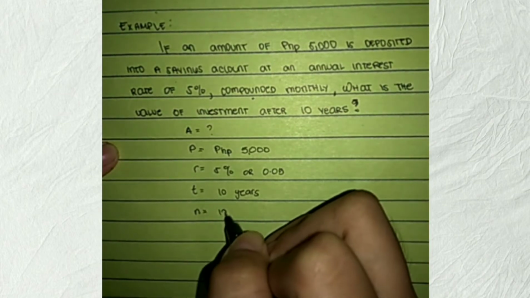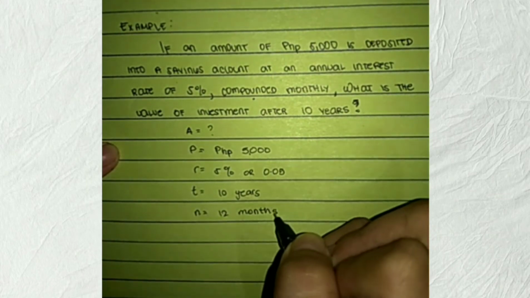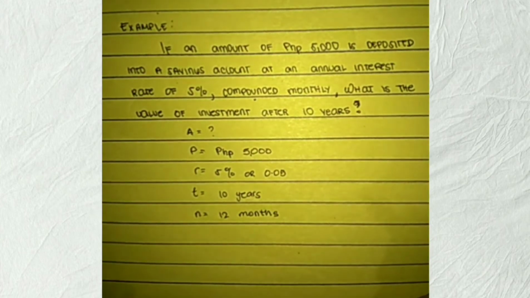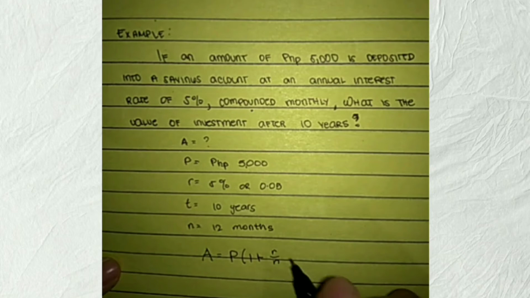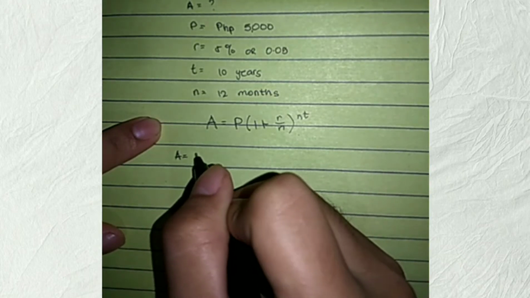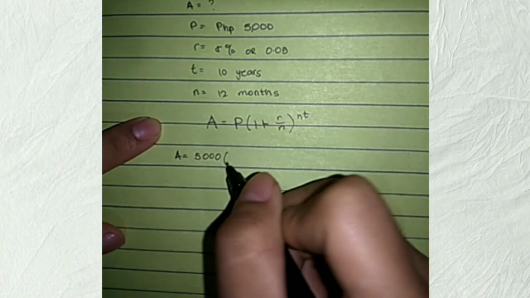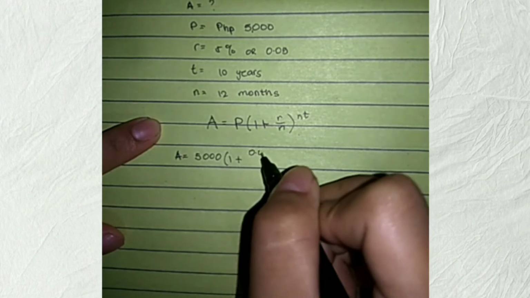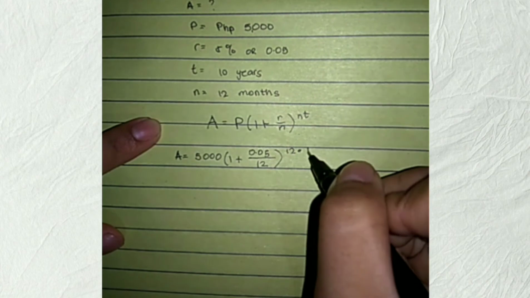We have N, or the number of times that the interest is compounded per unit, which is compounded monthly, so we have 12 months. We will write our formula. A equals P multiplied by (1 plus R over N), exponent of N multiplied by T. Now let's substitute our given values in our formula. So we have A equals 5,000 multiplied by (1 plus 0.05 over 12) and exponent of 12 times 10.